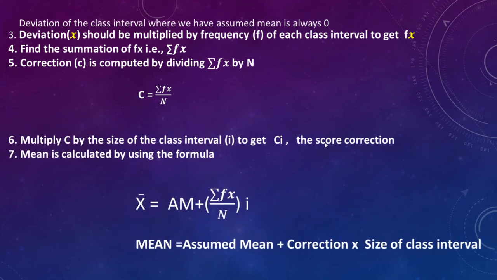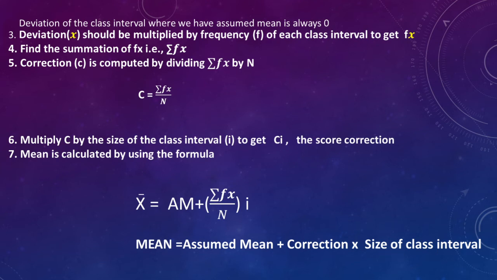And the last formula we are going to apply is for calculating the actual mean. The actual mean is calculated by using the formula x bar = AM + (sigma fx / n) x I, where sigma is the summation, x bar represents the actual mean, AM represents the assumed mean, sigma fx / n is called the correction, and I is the size of the class interval.